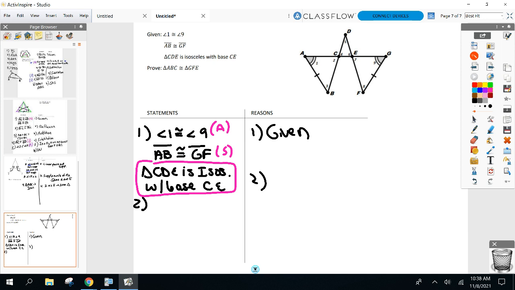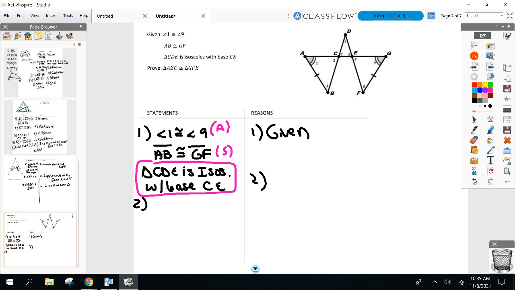Two out of those three sides are congruent. This is why it gave you base CE. If you look back in your notes, what was called the base in an isosceles triangle? What was referred to as the base? Romeo? The side that wasn't congruent.